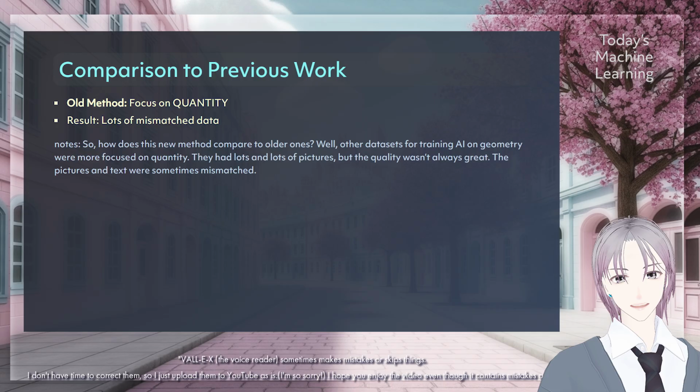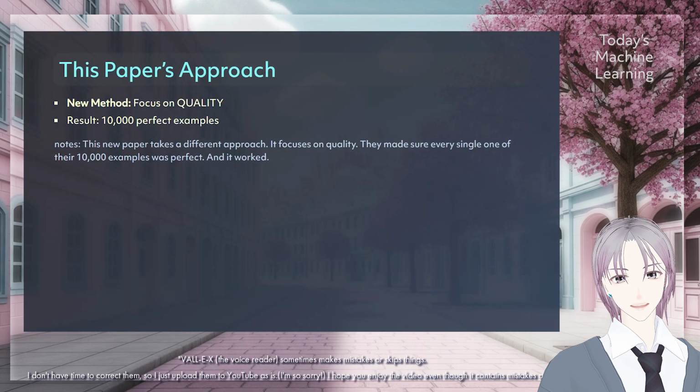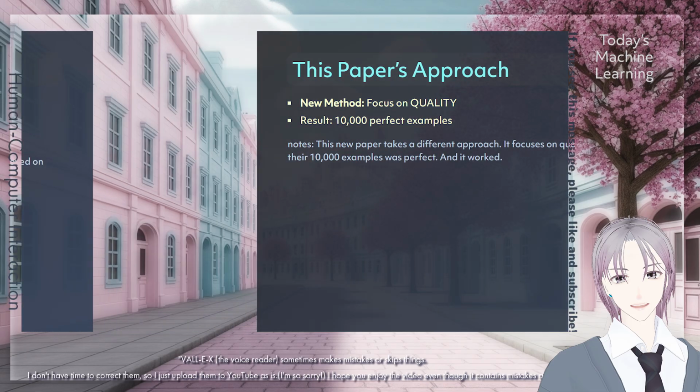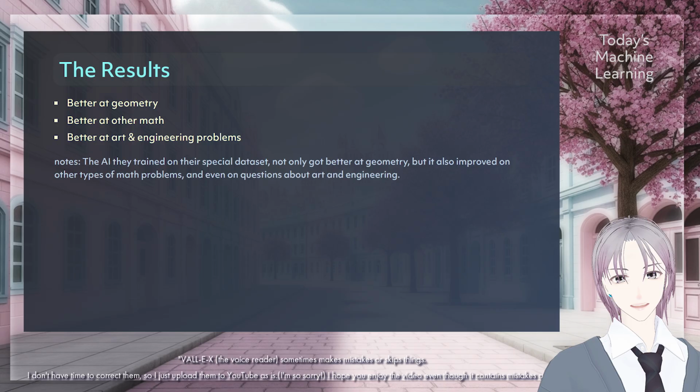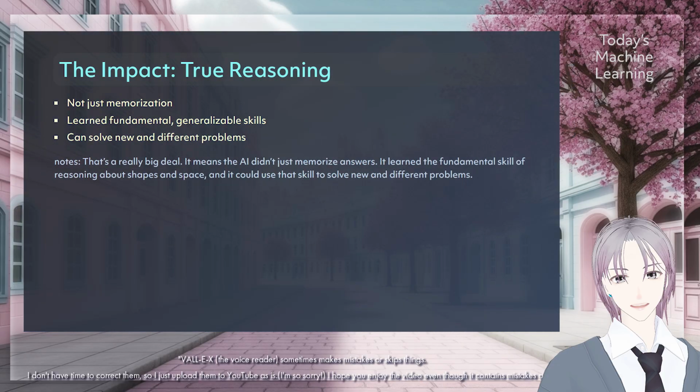So, how does this new method compare to older ones? While other databases for training AI in geometry were more focused on quantity, they had lots and lots of pictures, but the quality wasn't always great. The pictures and text were sometimes mismatched. This new paper takes a different approach. It focuses on quality. They made sure every single one of their 10,000 examples was perfect, and it worked. The AI they trained on their special dataset not only got better at geometry, but it also improved on other types of math problems, and even on questions about art and engineering. That's a really big deal.